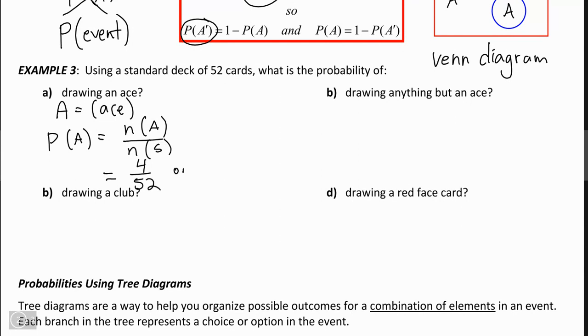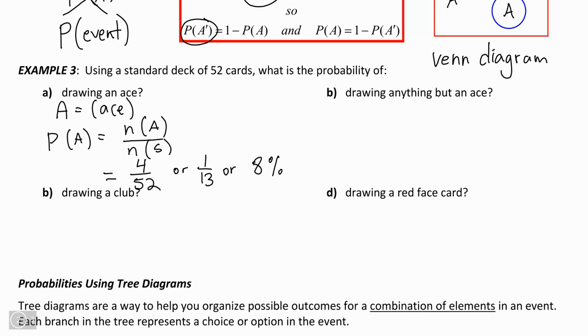Let's reduce it to lowest terms, so 1 over 13, or as a percentage, use your calculator for this one, 8%. So there's an 8% probability that I can draw an ace from a deck of cards. People who gamble in the casino know these things. They know that the chance of getting an ace is going to be 8% if you have a deck of 52 cards.